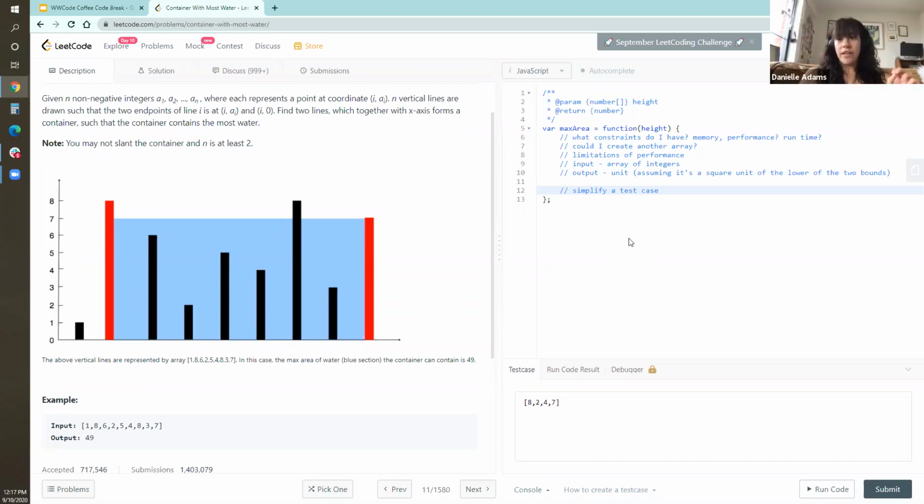My first instinct would be to use pointers in this. Start maybe at the left and do a dual pointer, start at the left and at the right, and continuously move either of them in and see what the largest capacity we can find is.